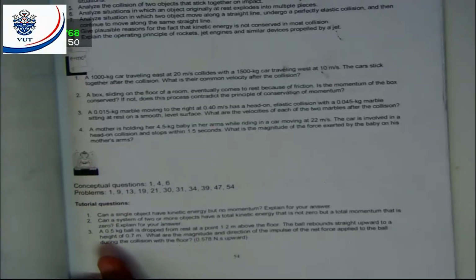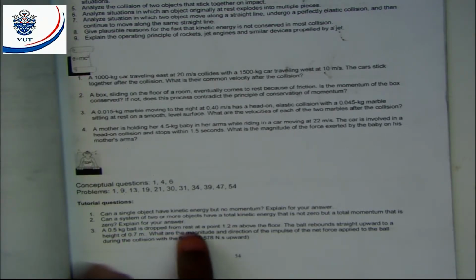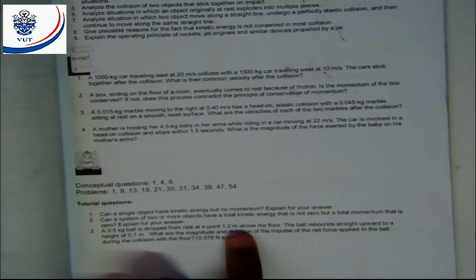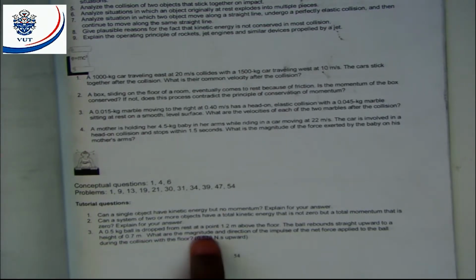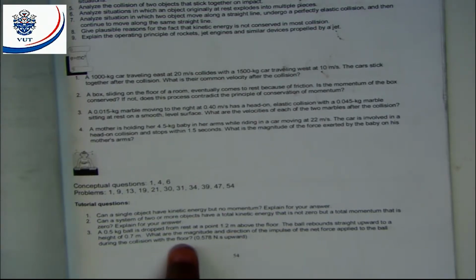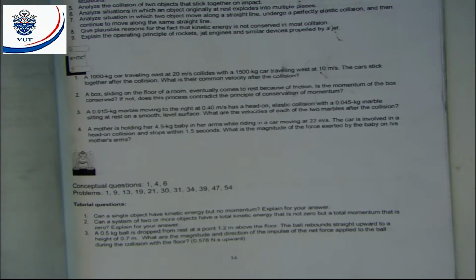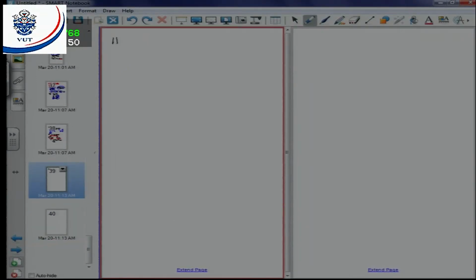number 3, we have a 0.5 kilogram ball which is dropped from rest at a point of 1.2 meters above the floor, and the ball rebounds straight upward to a height of 0.7. What are the magnitude and direction of the impulse of the net force applied to the ball during the collision with the floor? Okay, so now let's look at number 3. Okay, so number 3, we are told we have a ball.